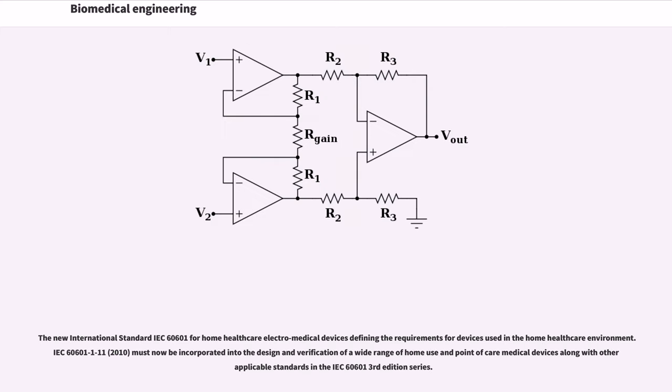The new international standard IEC 60601-1-11:2010 for home healthcare electromedical devices defines the requirements for devices used in the home healthcare environment. It must now be incorporated into the design and verification of a wide range of home use and point of care medical devices, along with other applicable standards in the IEC 60601 third edition series.